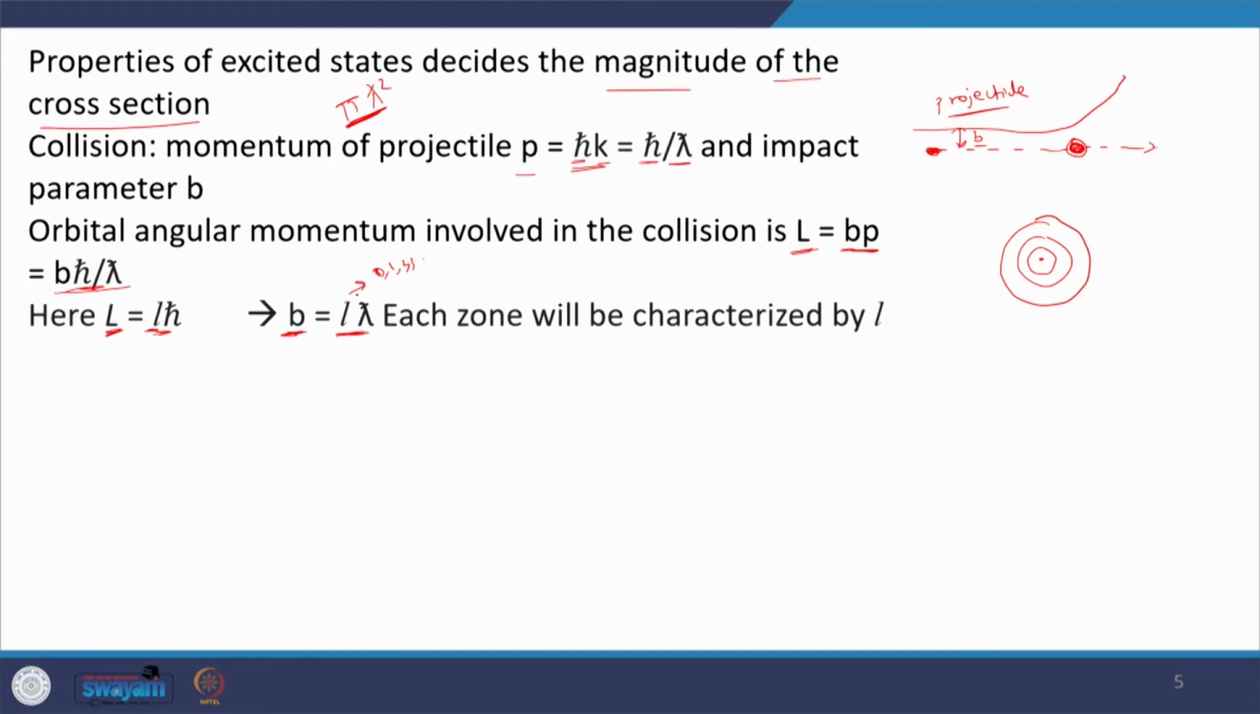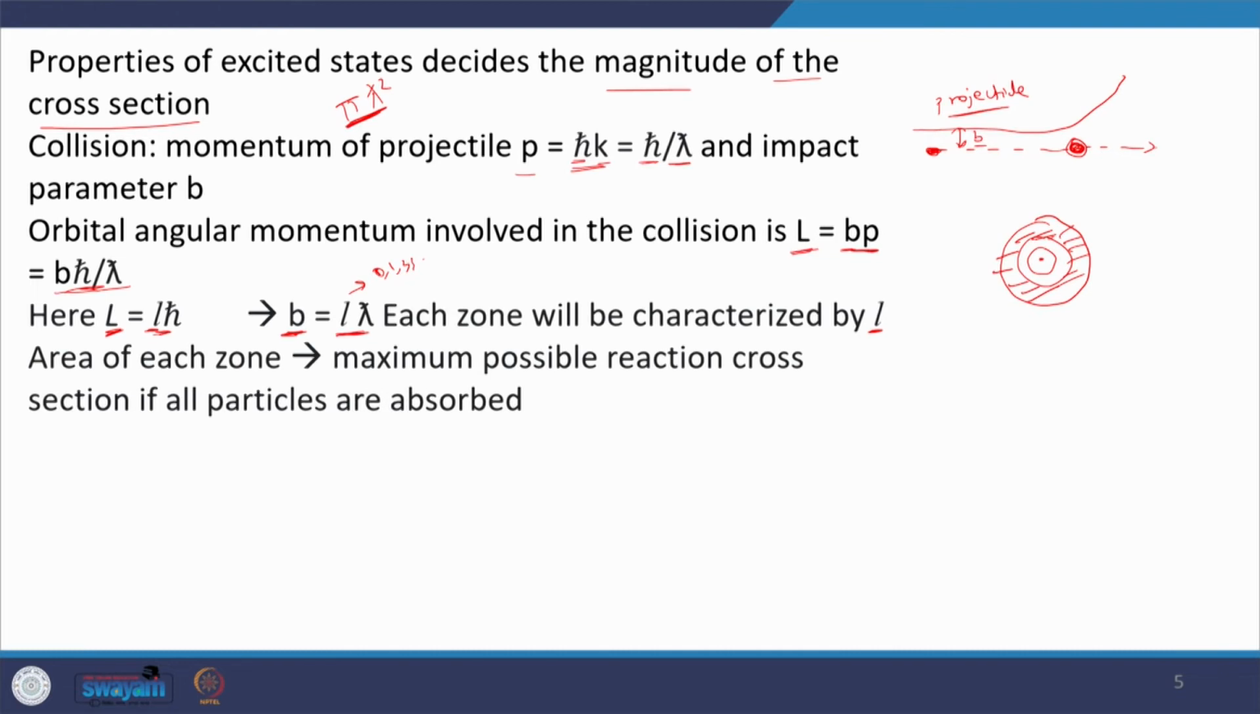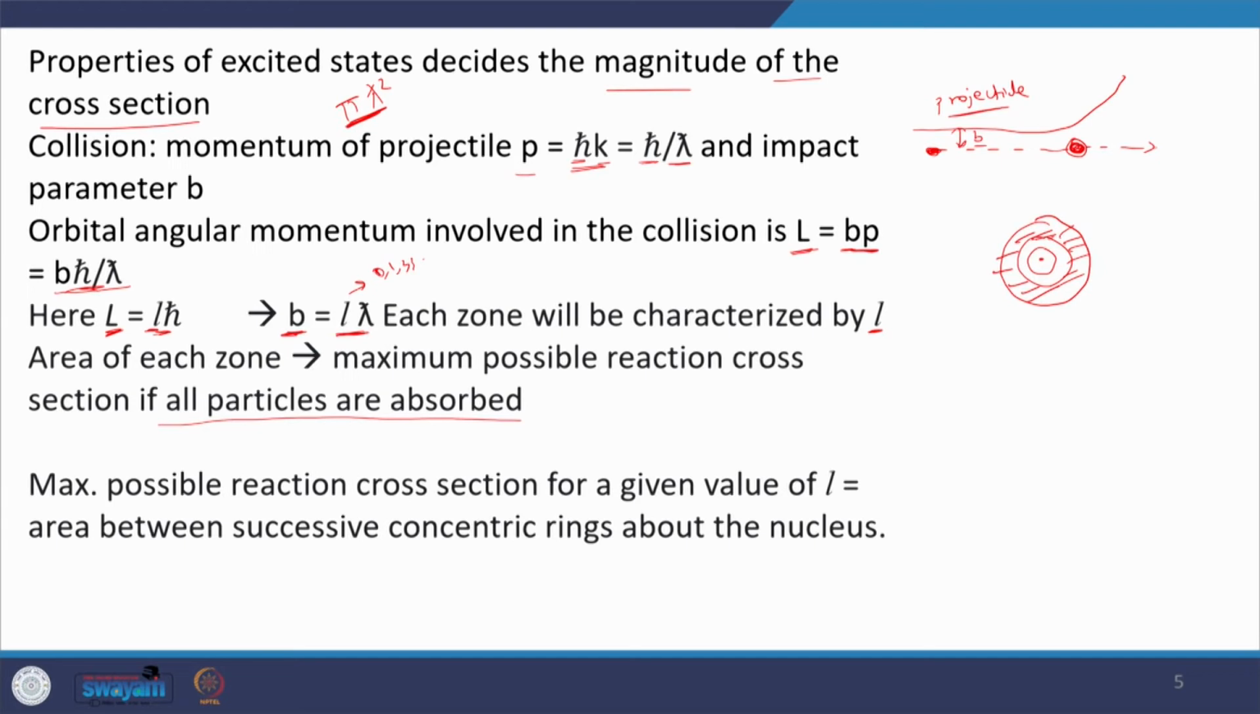Now, each value of l corresponds to a zone, which is characterized by the value of the orbital angular momentum quantum number. And the area of each zone represents the maximum possible reaction cross section if all the projectiles are absorbed. And what is the maximum possible reaction cross section for a given value of l? Nothing but the area between successive concentric rings about the nucleus. So, this is how we can relate the orbital angular momentum quantum number and the cross section of the nucleus. Listen to me carefully.